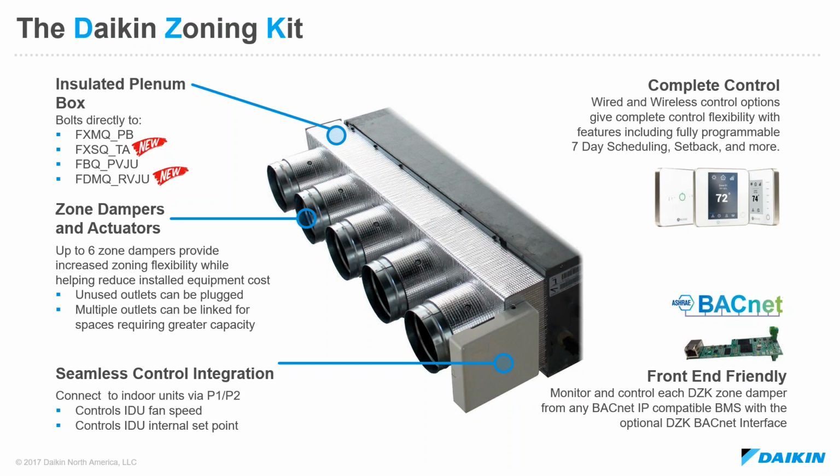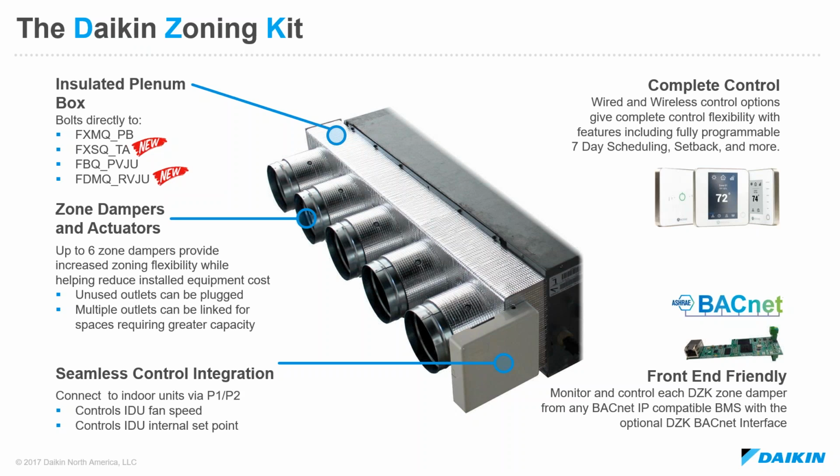As part of that DZK plenum box, there are zone dampers and actuators, kind of screw-in actuators, connected from the factory. So we can use up to 6 different zone dampers, depending on the capacity of the indoor unit that we're connecting the DZK to. Essentially each of these dampers has its own thermostat that will control and adjust the position of the damper. We'll look at how that damper logic works in a little more detail throughout the presentation.